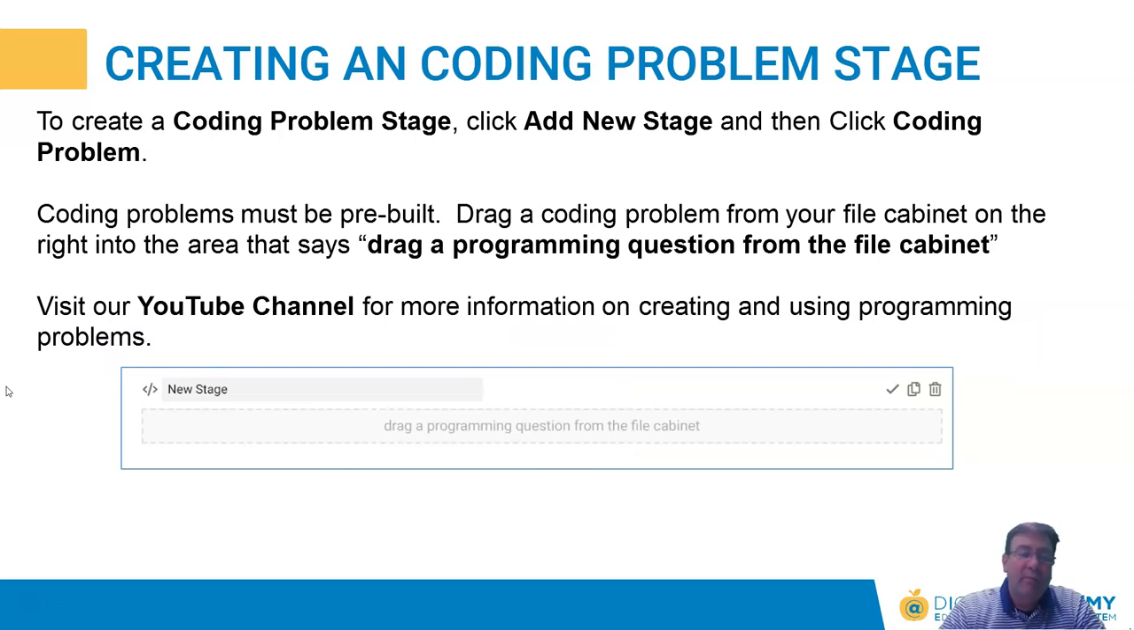For a coding problem, click Add New Stage and then Coding Problem. Coding problems must be pre-built. Drag the coding problem from your file cabinet into the area that says Drag a Programming Question from the File Cabinet. Visit our YouTube channel for more information on creating and using programming problems.